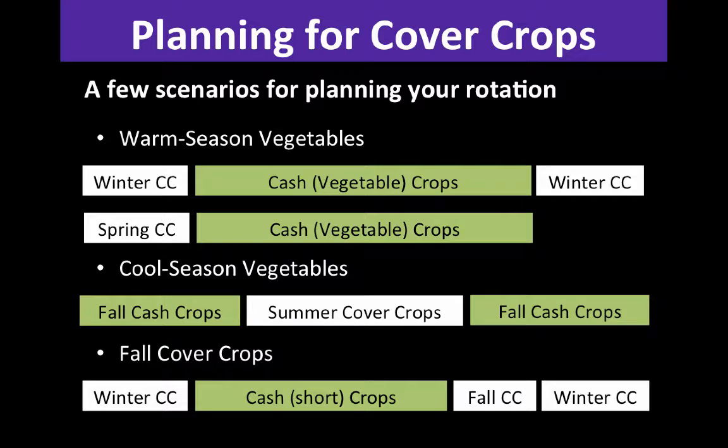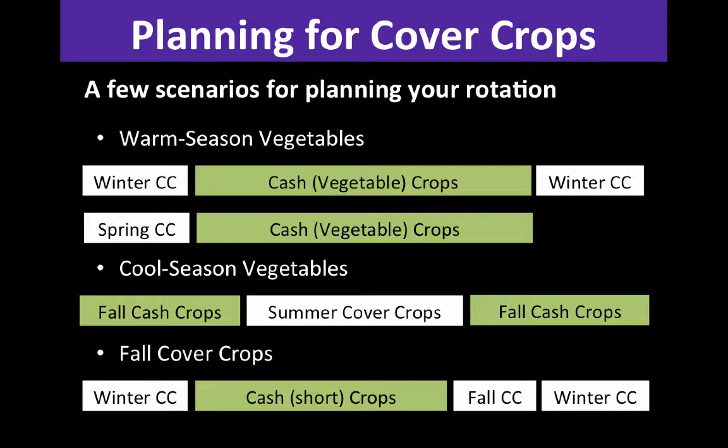Now for cool season vegetables, you're going to take the opposite scenario. Instead, you basically have spring and fall cash crops at the beginning and the end of the year, and then you're going to use a summer cover crop such as sorghum Sudan grass that I showed earlier with strawberries, or you could utilize something like buckwheat, sun hemp, or cowpeas. And those would be very excellent summer cover crops here in Kansas to utilize between cool season crops.